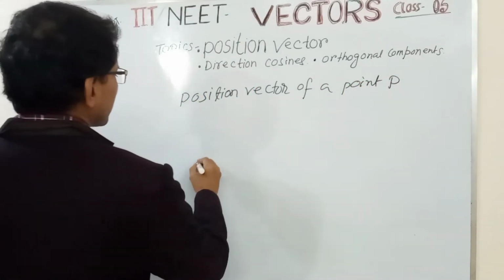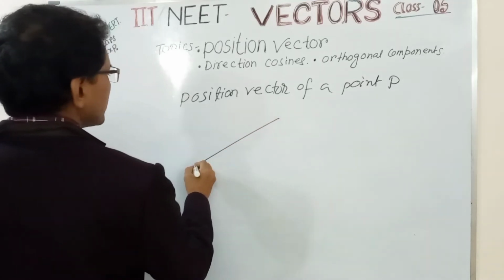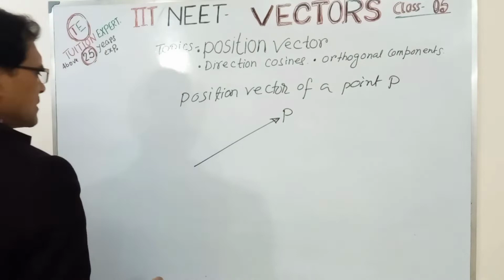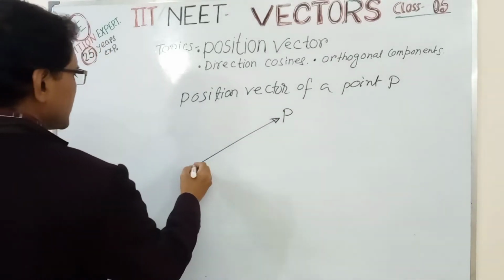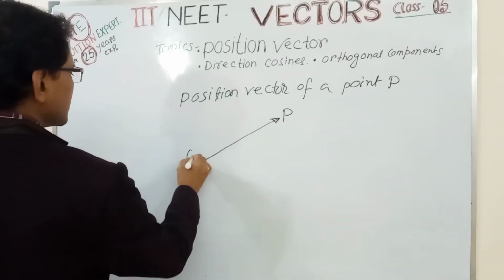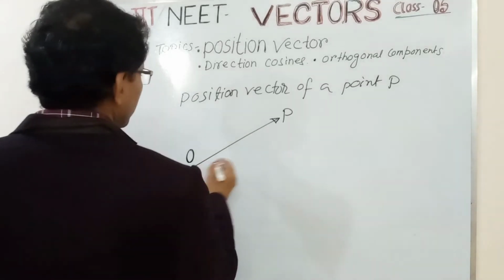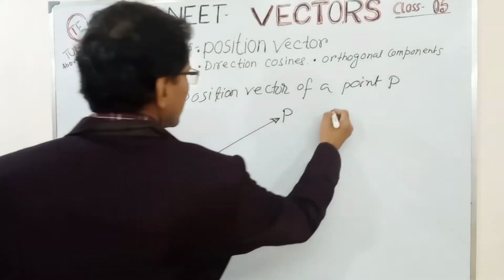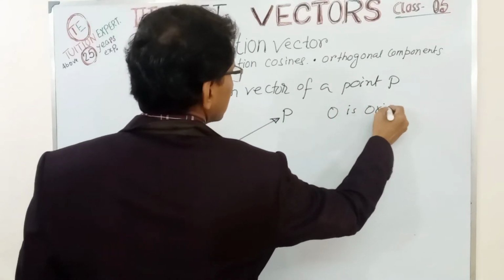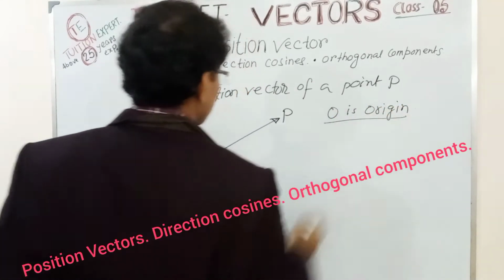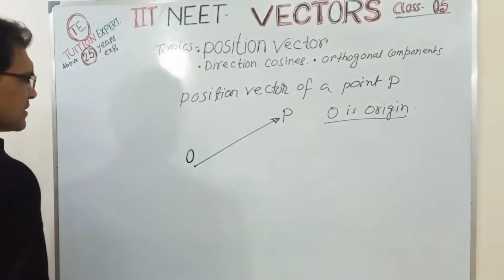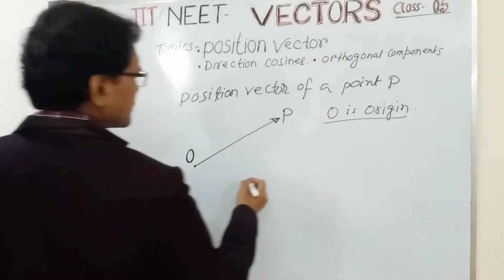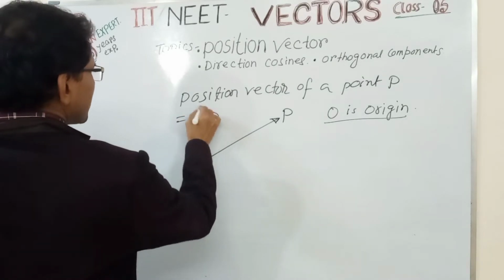We know the vector starts from a point and ends at another point. Suppose point P. For a position vector, the initial point must be the origin. This is a point P, and the other point must be the origin. O is the origin. So one point is fixed. That is fixed at the origin. Suppose this is the OP vector.